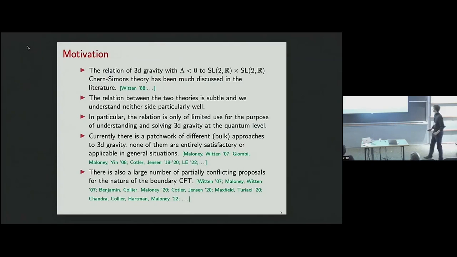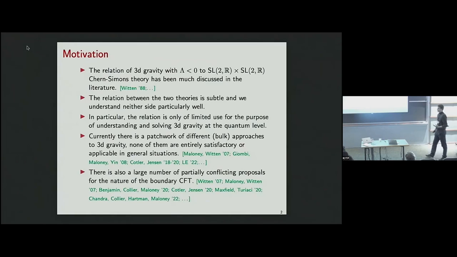I think the main difficulty is that both sides are not particularly well defined. We neither know how to define 3D gravity properly, and we also don't know how to solve SL(2,R) times SL(2,R) Chern-Simons theory. In particular, this hasn't been very useful so far, I would claim. Most works that treat 3D gravity do their computation directly in the metric formalism and don't really use that relation very much. So it's more like a philosophical relation so far.